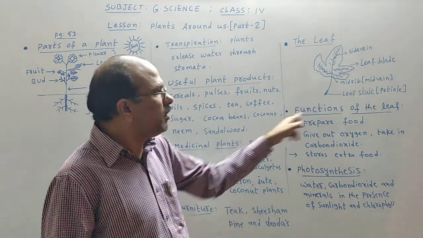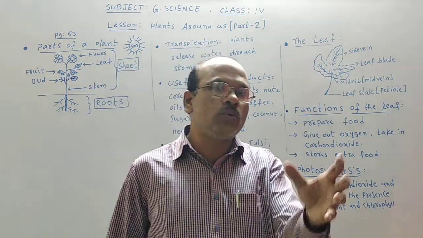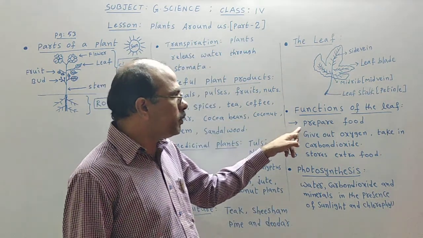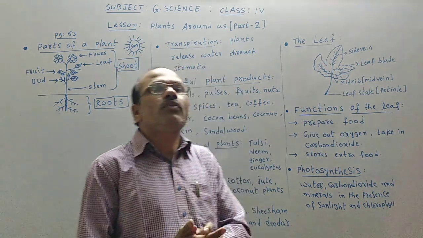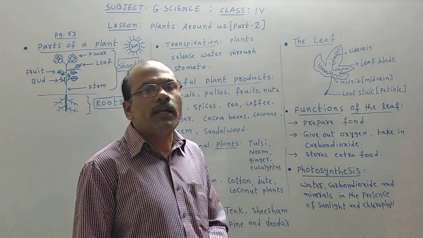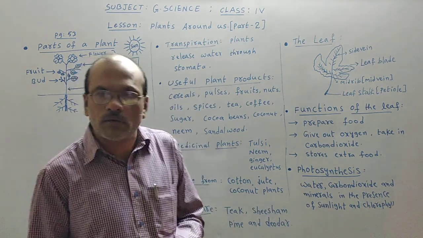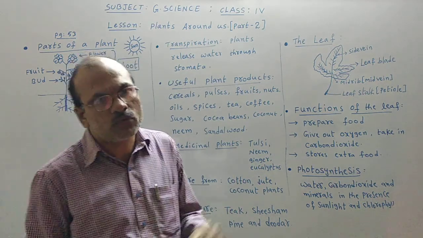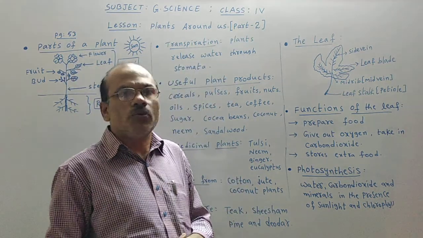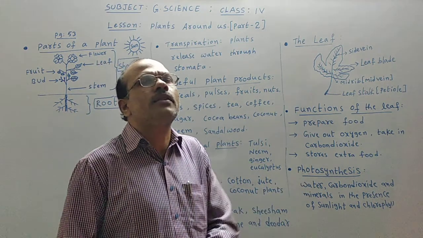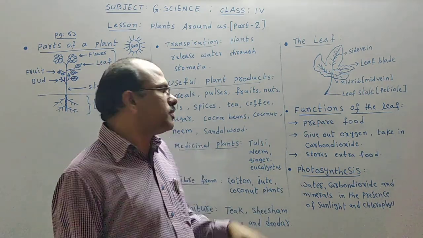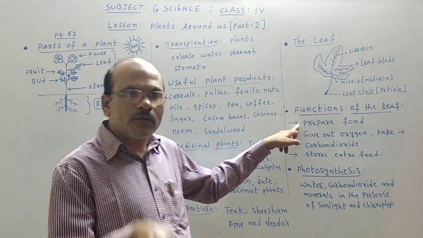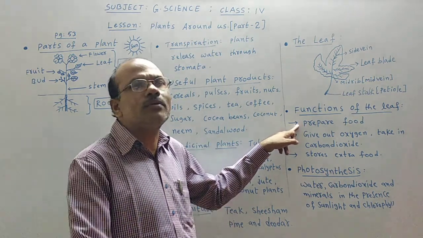Now we are discussing the functions of the leaf. What are the duties of a leaf that we have to learn? Let us see. It prepares food. The leaf prepares food with the help of water, carbon dioxide, and chlorophyll, in the presence of sunlight. Later it will be distributed to all the parts of the plant. That is its duty. So the leaf prepares the food. That's why the kitchen of the plant is called the leaf.